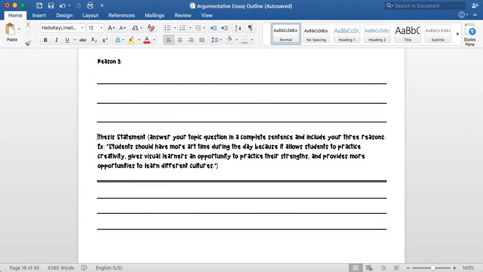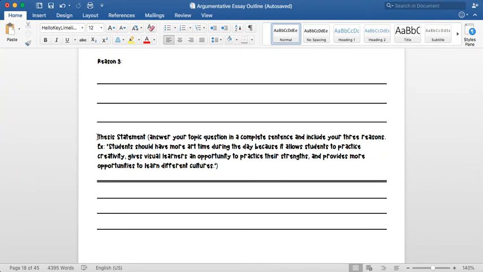So the thesis statement is putting all of this together, putting your claim with your reasons. So the thesis statement is what your essay is going to be all about. You've done some practice on this already, or you should have done practice on this already. And so you should know what to do. You're going to be answering your topic question. People should support climate change, or people should not support climate change. That's you answering your topic question, right?